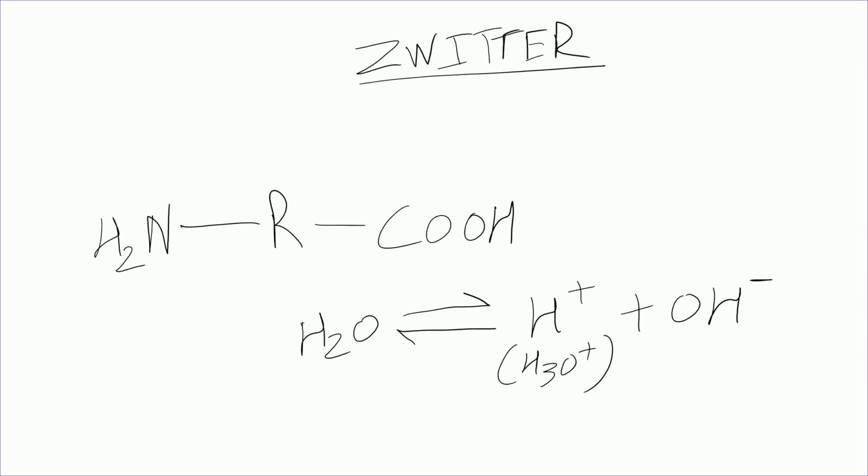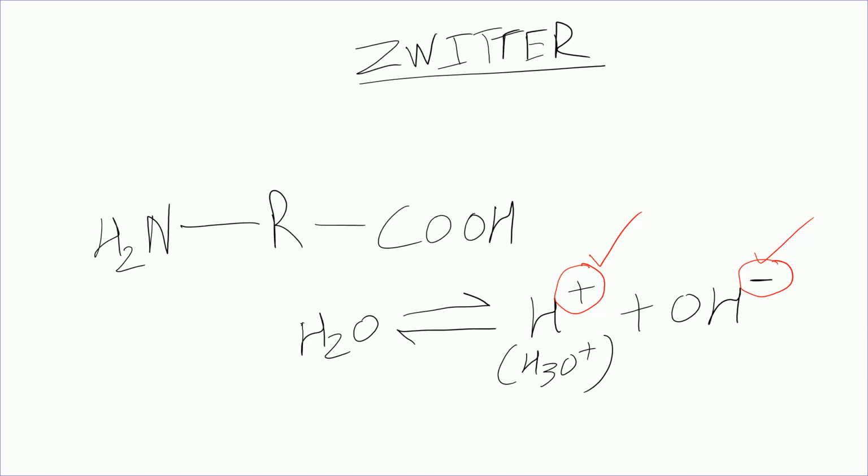So a zwitterionic form is a molecule or a compound, a chemical basically, which has both the positive cation and negative anion in the same molecule or compound. A chemical in which both the cation and the anion exist in equilibrium or harmony equally is called a zwitterion. And just like water, amino acid is also an example.